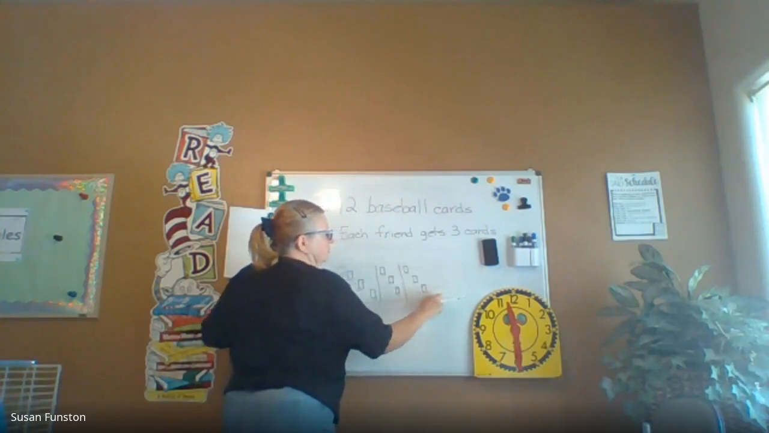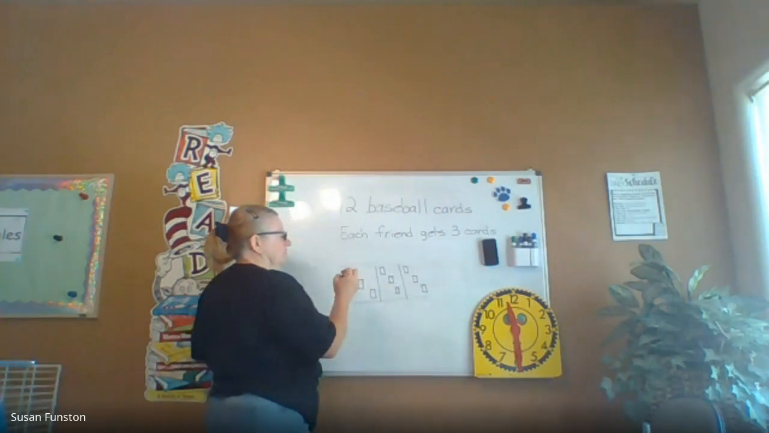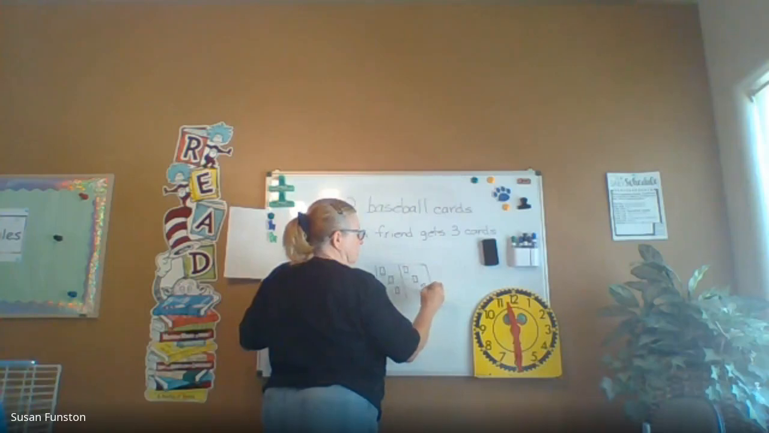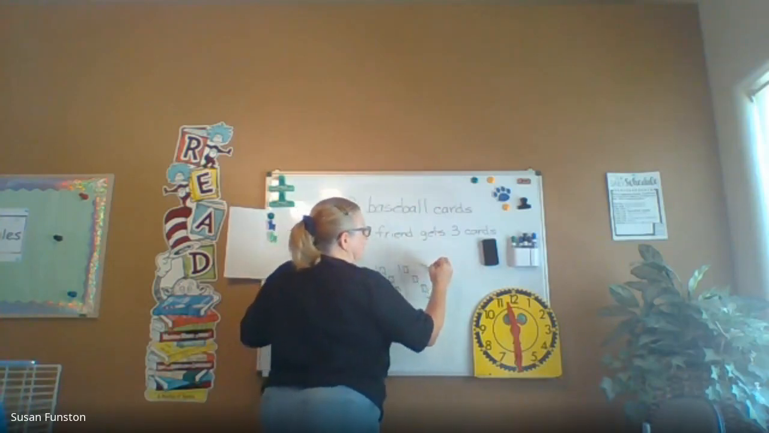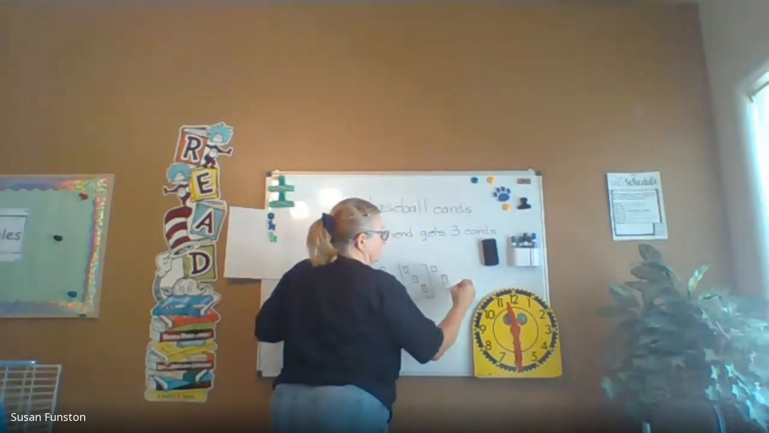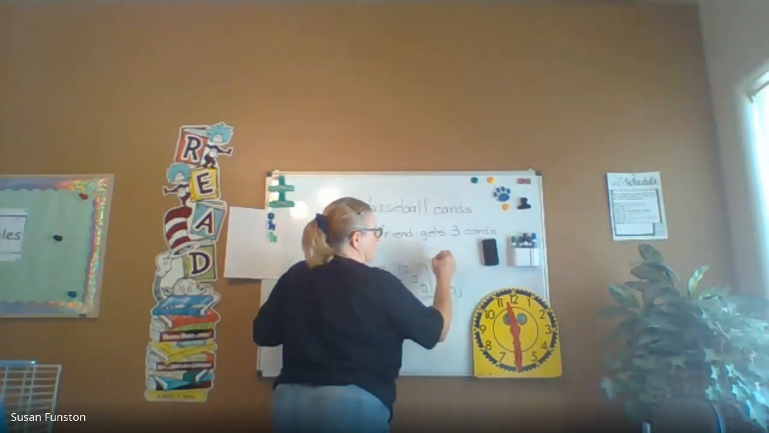What do I need to be doing so I know when to stop? I need to be counting 1, 2, 3, 4, 5, 6, 7, 8, 9. Am I done? I haven't got to 12 yet. 10, 11, 12. And now I'm going to stop.